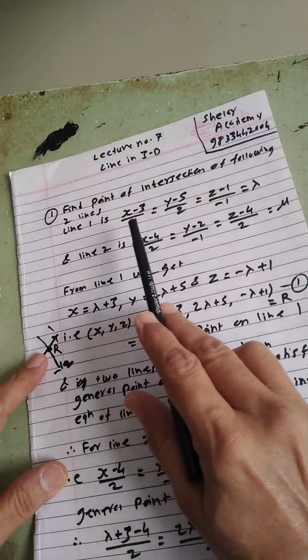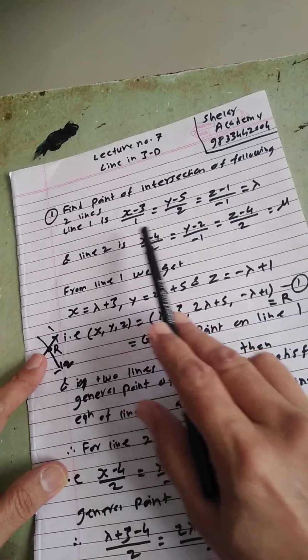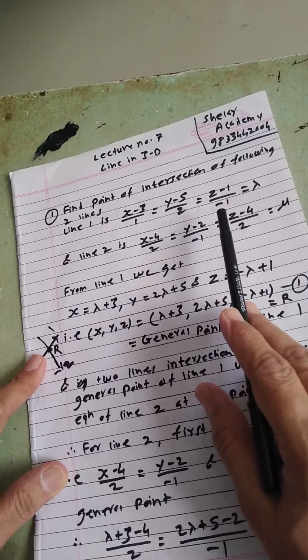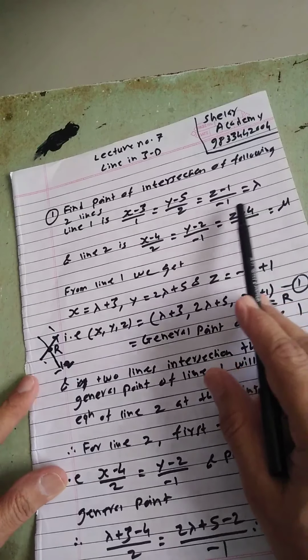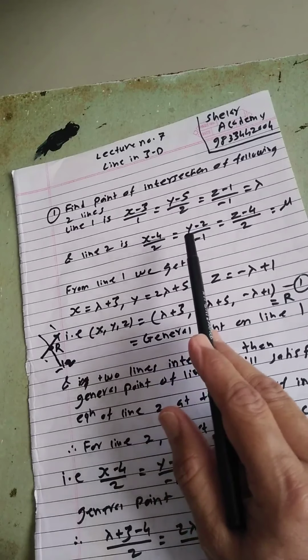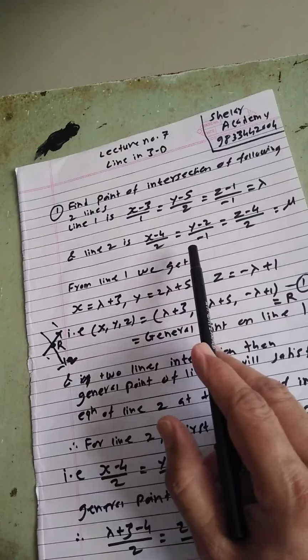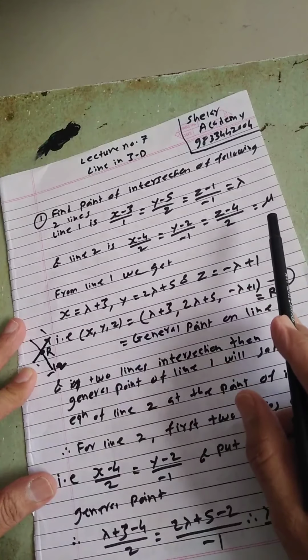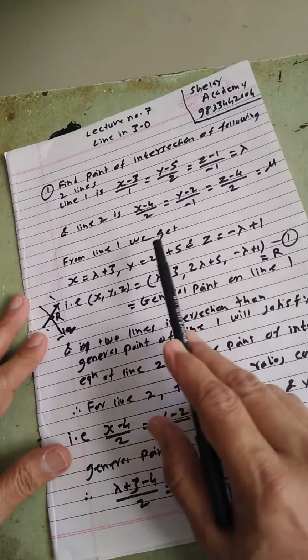Line 1 is given by (x minus 3) upon 1 is equal to (y minus 5) upon 2 is equal to (z minus 1) upon minus 1 is equal to lambda, and line 2 is given by (x minus 4) upon 2 is equal to (y minus 2) upon minus 1 is equal to (z minus 4) upon 2 is equal to mu, where lambda and mu are two different arbitrary constants.